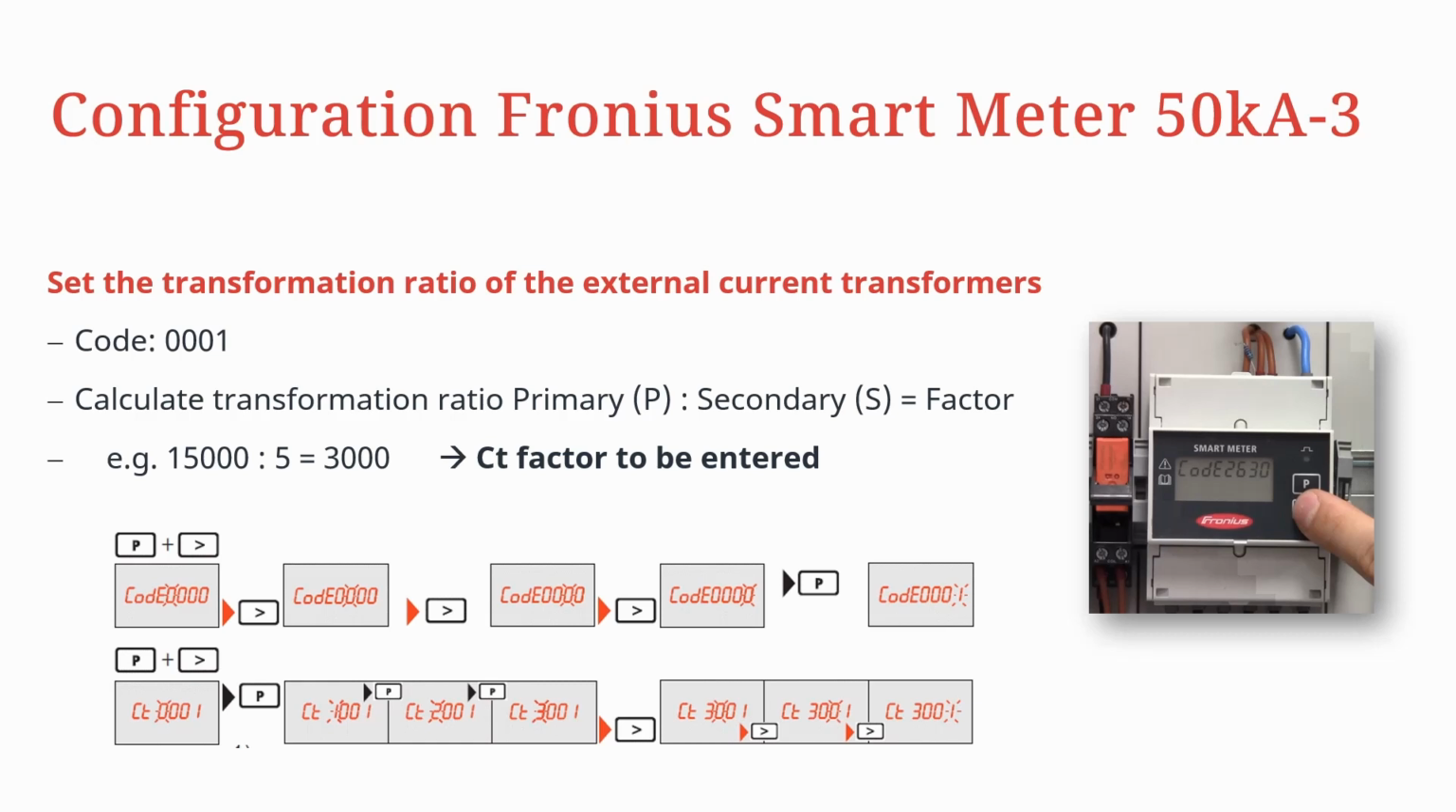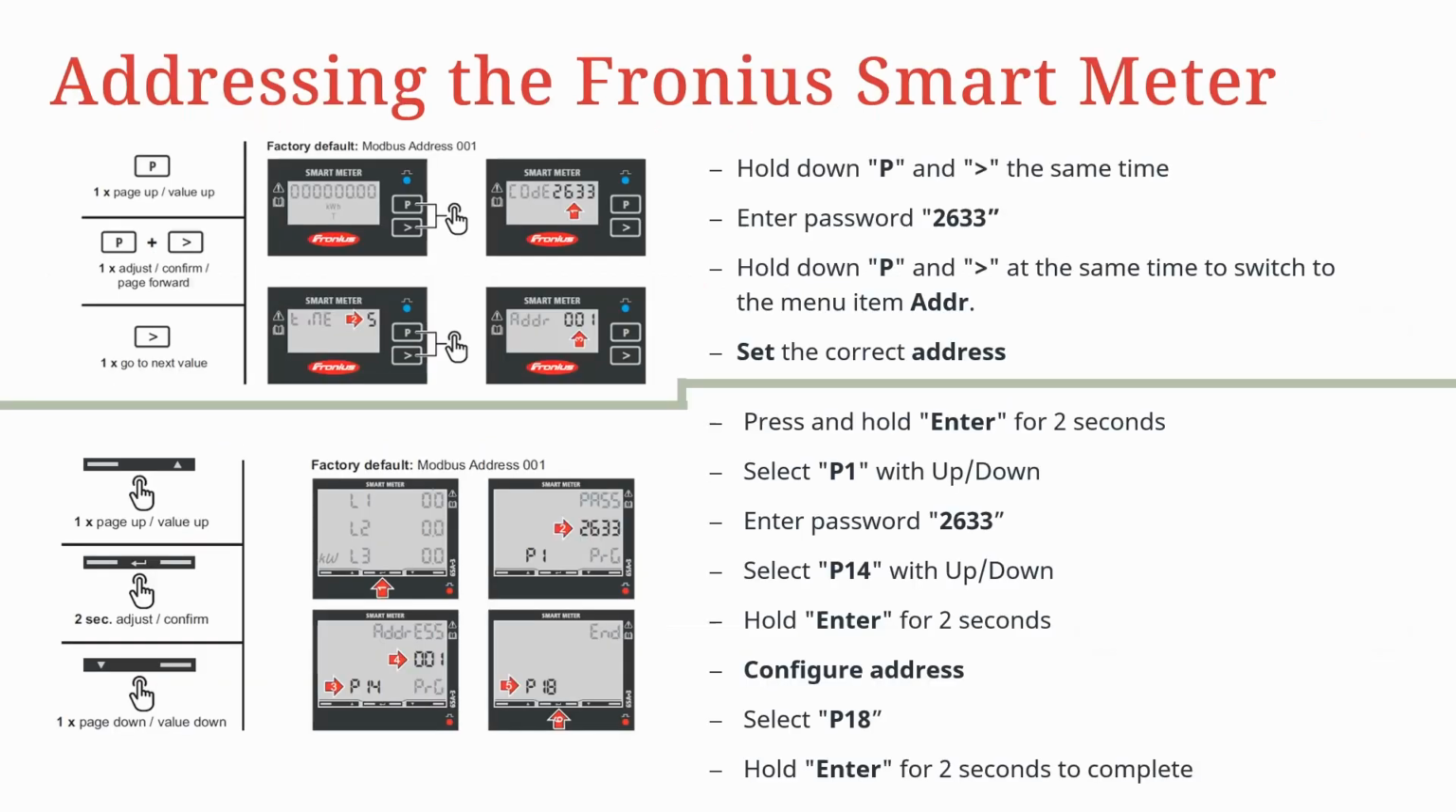And we set exactly this value by navigating with P and the arrow button, and then confirm the settings by entering the arrow and the P button at the same time. And now you have also set the CT value correctly for this smart meter.